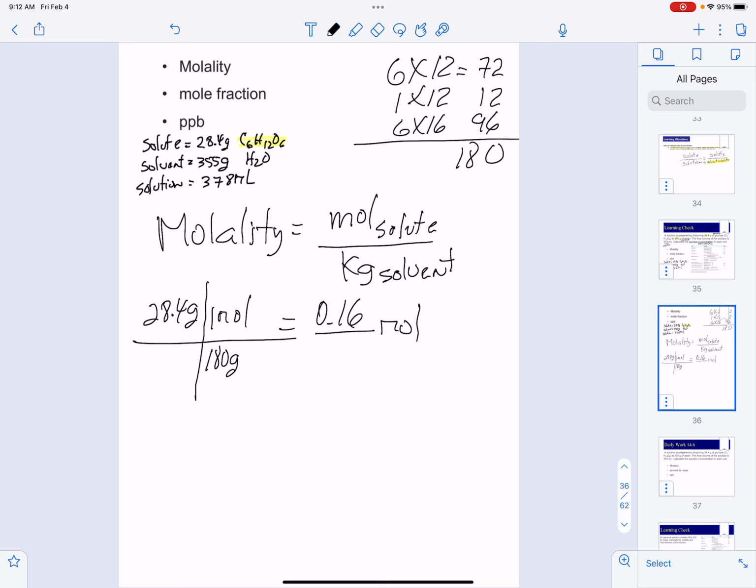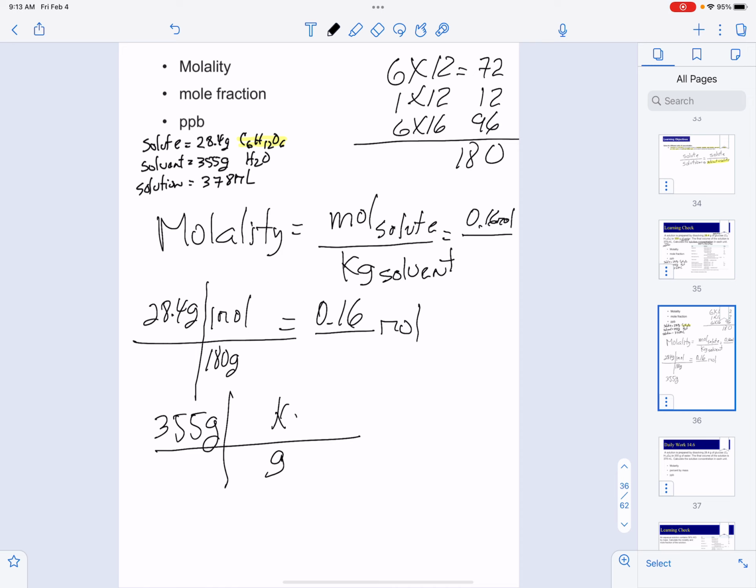So I know the moles. So my moles are going to be 0.16 moles. And I'm going to divide that by the kilograms of the solvent. So I have 355 grams, but I do not want the grams because I want the kilograms, and 1 kilogram equals 1,000 grams. So this is nothing more than 0.355 kilograms.